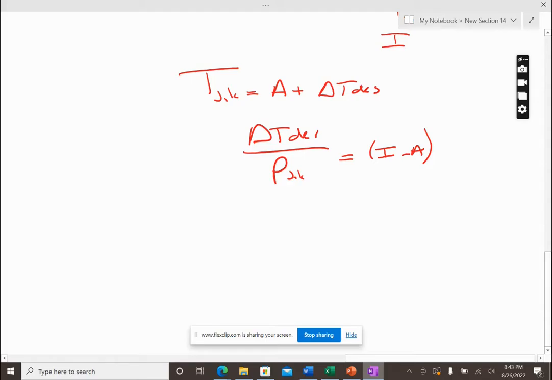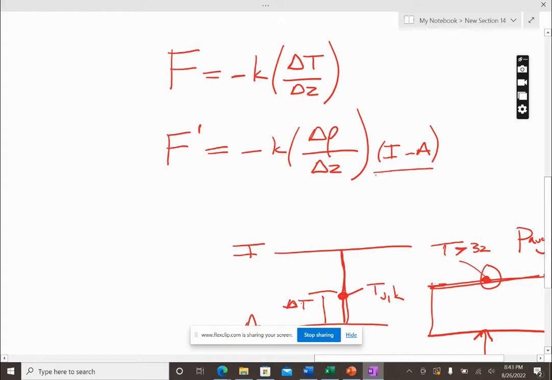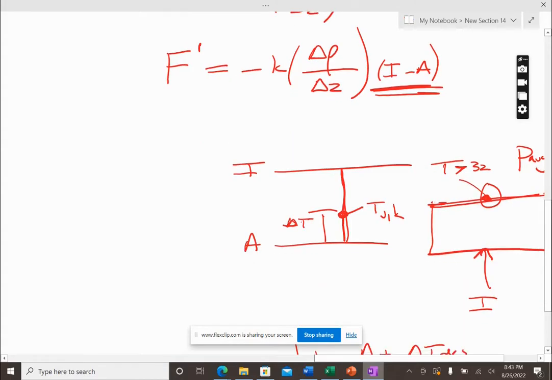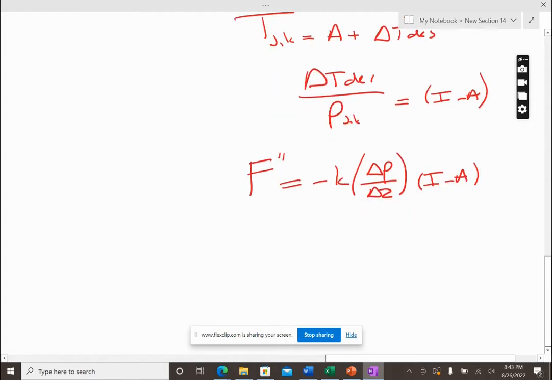Now, this is interesting because we can apply this to the heating load right here. We can rewrite it as follows. I'm going to write it as F double prime equals negative K delta P over delta Z, times I minus A. Substitution, we can substitute I minus A for that equation.